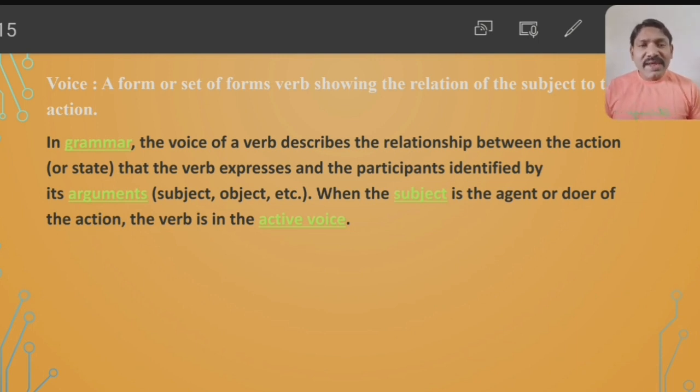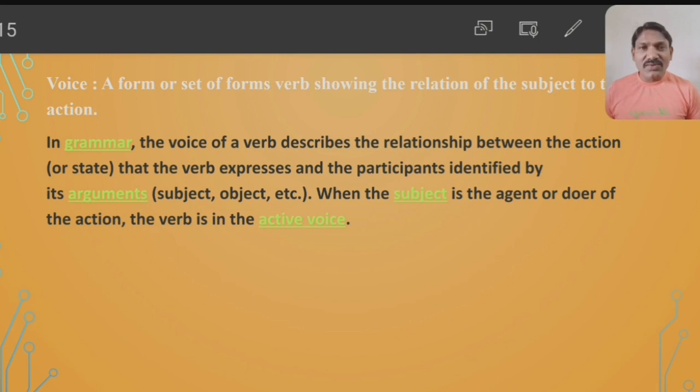Yes students. See students, in any sentence we have a subject, a verb and most probably an object. Okay students, when the subject is the doer of action, at that time we can say that the verb is in active voice. It means if the subject is doing the action in the sentence, we can say the verb is in the active voice.